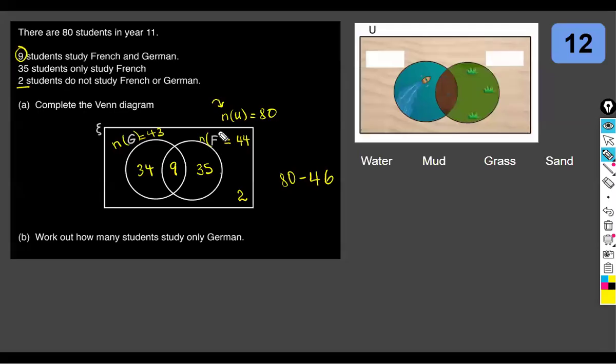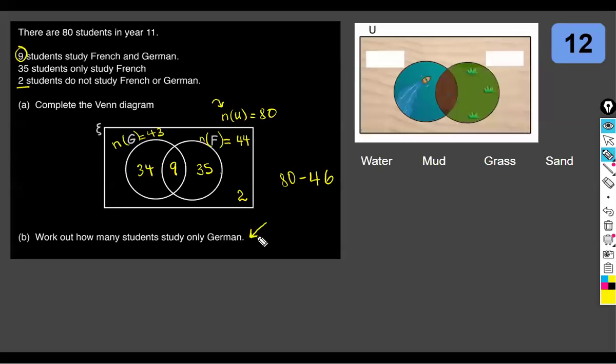The letter N means what? The number of persons in it. You just can't put German equals 43. You gotta write it properly. The number of people who do German is 43. The number of people who do French in total is 44. Can you all send the answer for part B now? We're going to get a different answer.